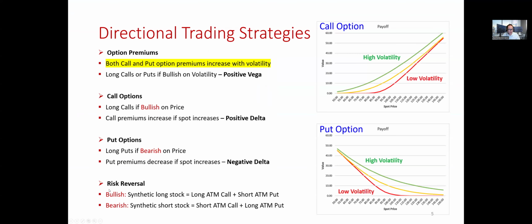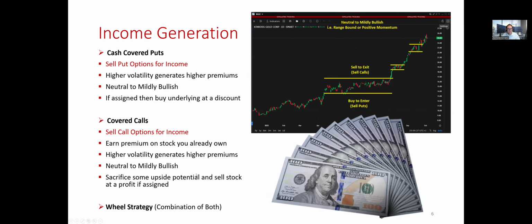Okay, so option premiums. Just to quickly summarize: if you go long an option, you're bullish on vol, and if you go short an option, you're bearish on vol. Then if you want to trade the price direction, you go long a call if you're bullish, and if you think the price is going down, you can be long a put. And then risk reversals are just synthetic stock positions, which we just discussed.